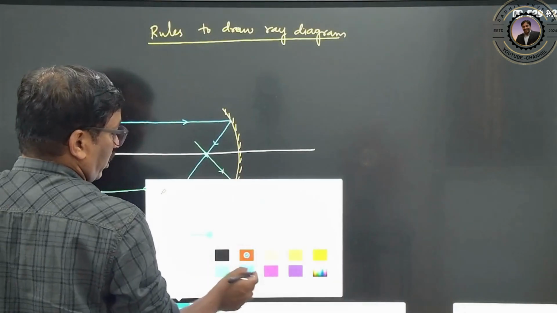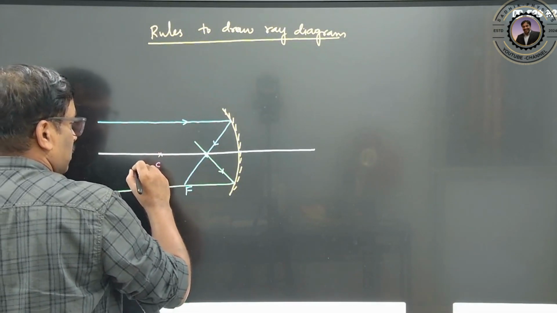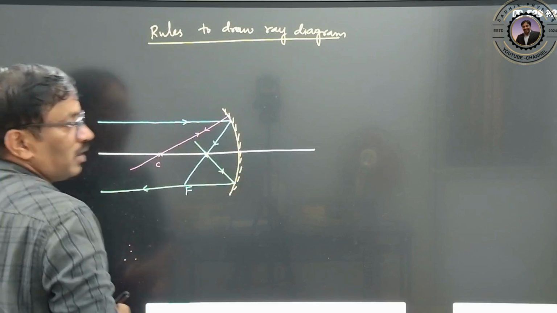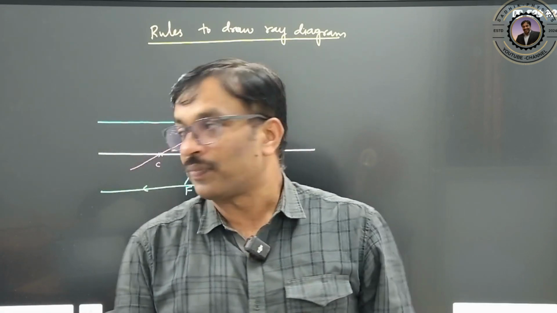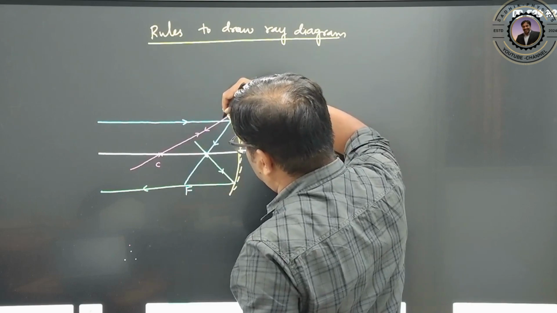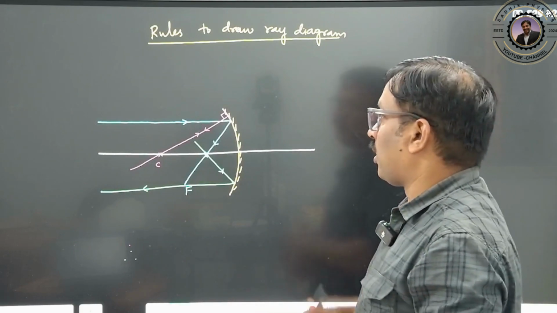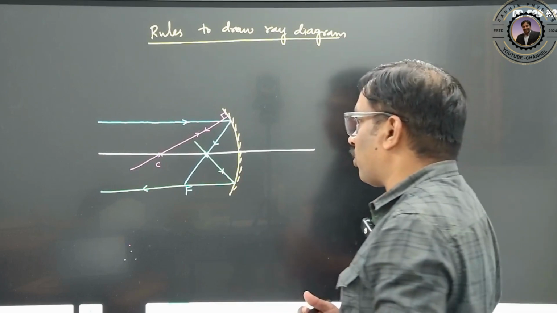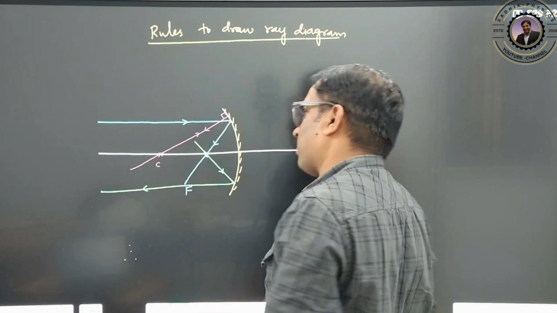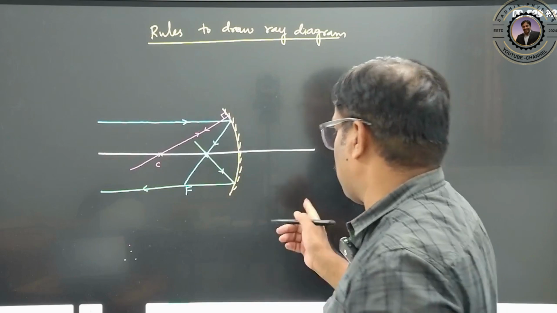The third one is very important. Suppose this is your center of curvature. If any light ray passes through the center of curvature, after reflection it will go back in the same direction. Why does it rebound back? Because a ray passing through the center of curvature is incident perpendicular to the surface, and if a light ray falls perpendicularly, it will rebound back. So these are the 3 rules you have to follow to draw the ray diagrams.